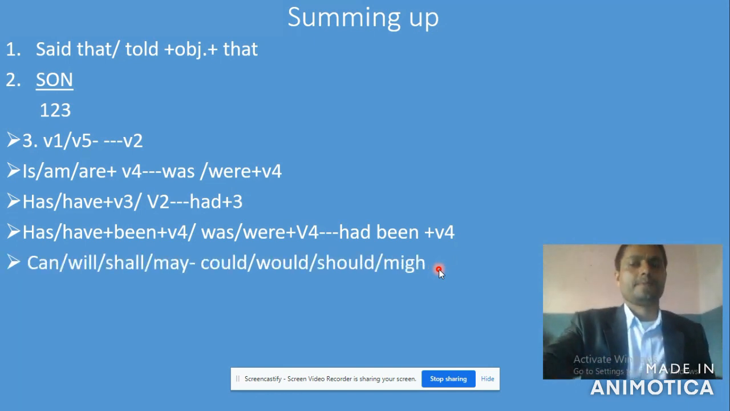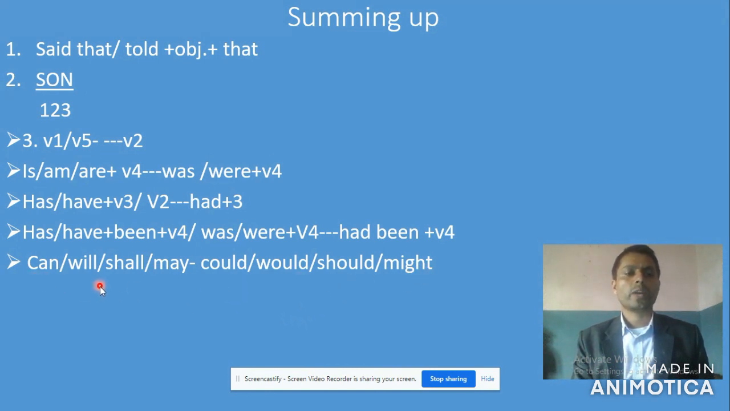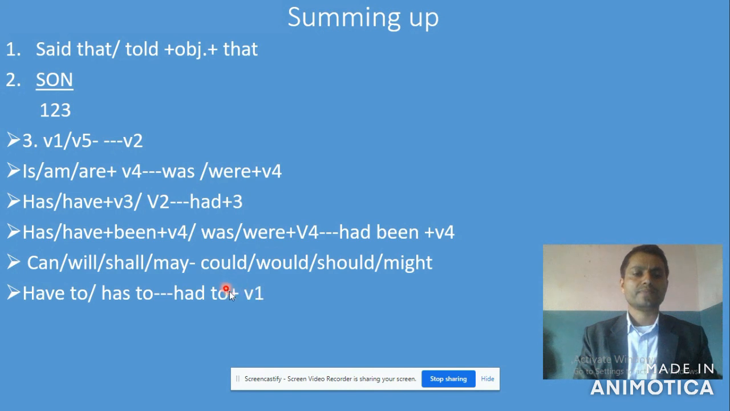Okay, look here. Can, will, shall, may: can changes into could, will changes into would, shall changes into should, may changes into might. Got it? So never forget: can, could, will, would, shall, should, may, might. These are the changes we have to make if any one of them comes in the assertive sentence, to change into indirect speech. Got it?